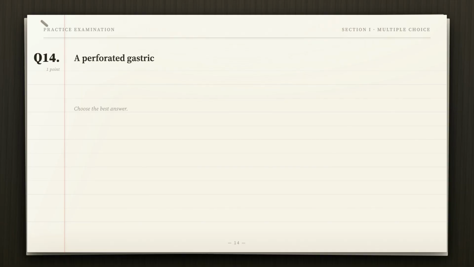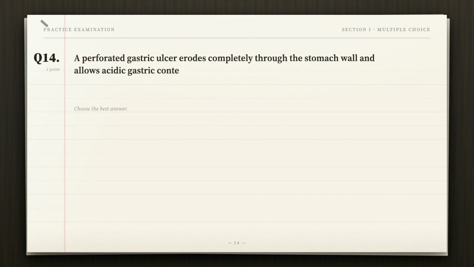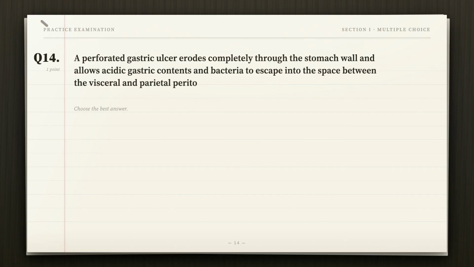Question 14. A perforated gastric ulcer erodes completely through the stomach wall and allows acidic gastric contents and bacteria to escape into the space between the visceral and parietal peritoneum. Which complication is the immediate concern?